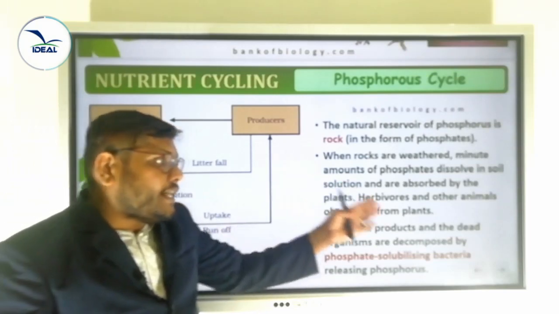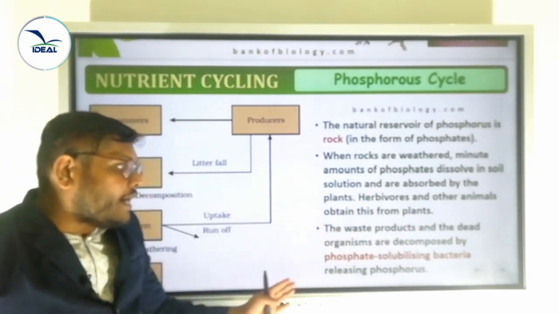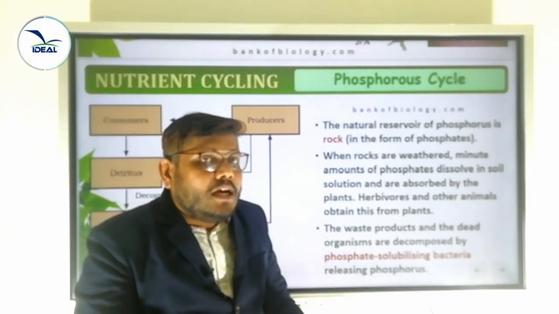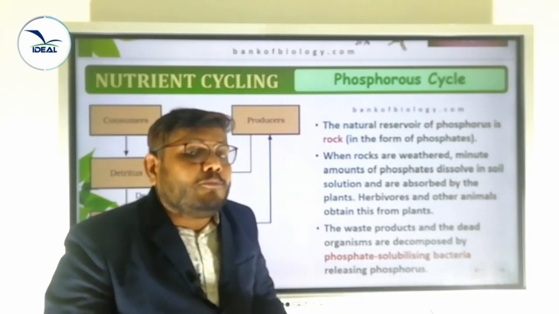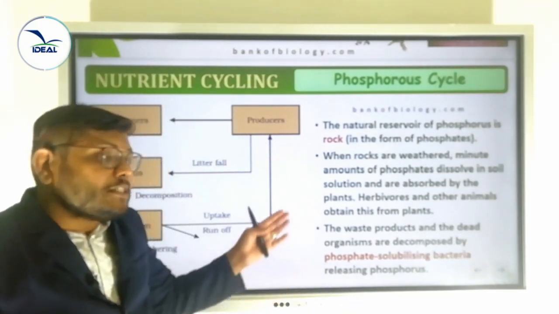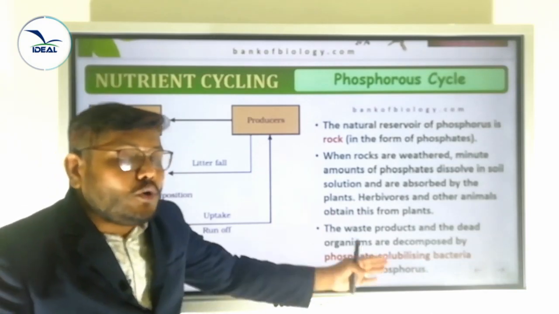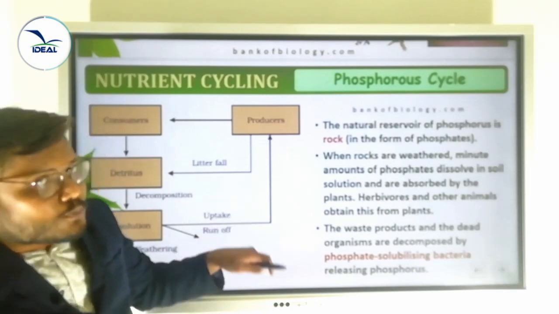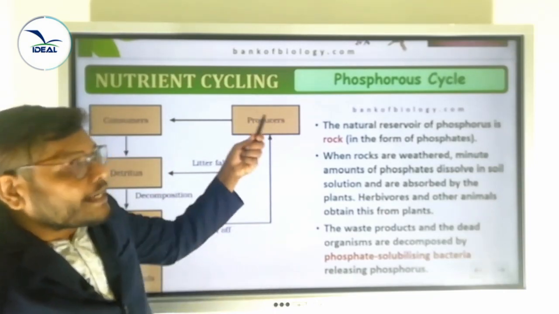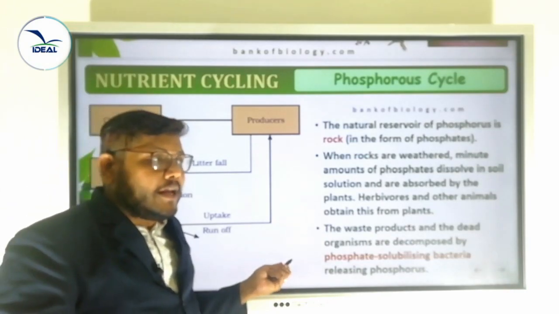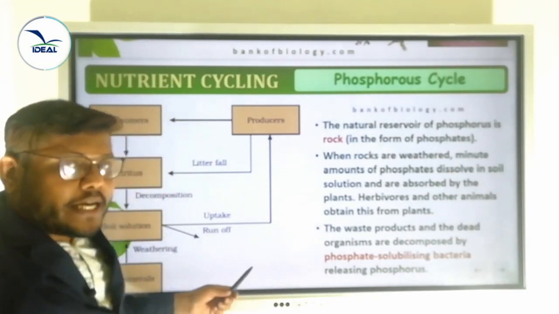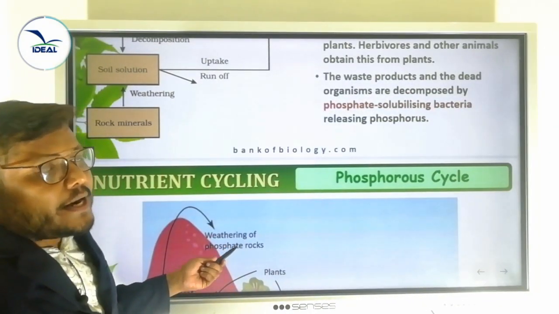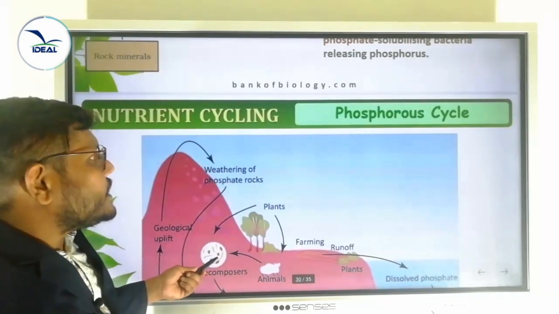After that, the waste products and the dead organisms are decomposed by phosphate solubilizing bacteria, releasing phosphorus. Once the organism has died, the phosphorus from the body is decomposed by phosphate solubilizing bacteria, which turn it into phosphate. Is it clear? In this way, phosphorus flows from abiotic to biotic and back to abiotic in a more or less cyclic manner. So these are the two important nutrient cycles. One is called a gaseous cycle, that is the carbon cycle. Another one is the sedimentary cycle, that is the phosphorus cycle.